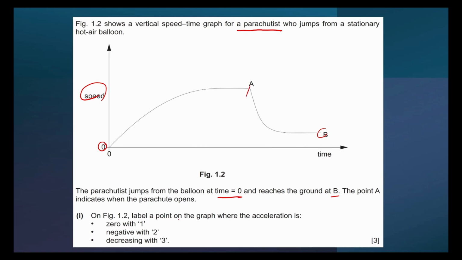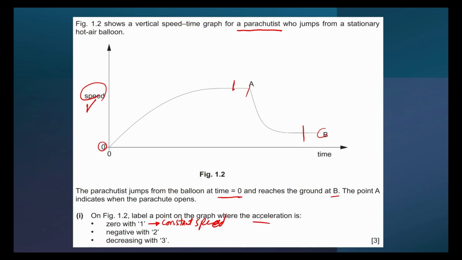On this figure, label the point on the graph when the acceleration is 0. What is this again? This is the speed. Acceleration is 0. This means constant speed. Okay. And constant speed means terminal velocity here. And we have here two terminal velocities. This one and this one. So we can put here 1 and 1 here. This is correct, and this part is also correct. Good.